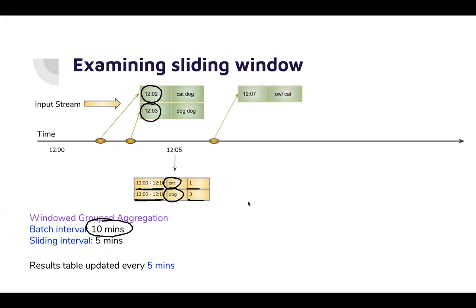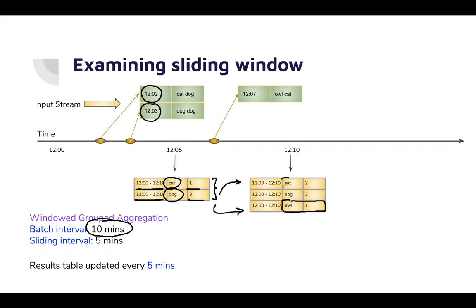Let's say you get new words at different points of time, and then at 12:10, your output will look like this. Now, it is quite interesting to know that the same window has been updated with a new entry, which is owl. And the previous entry, which was cat, now has a count of 2, as we move ahead and new events arrive.